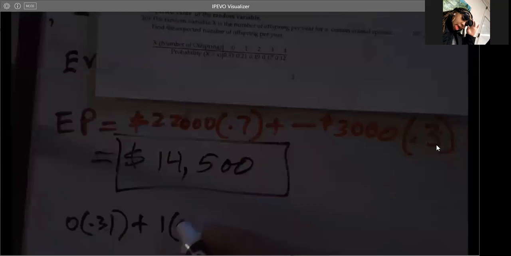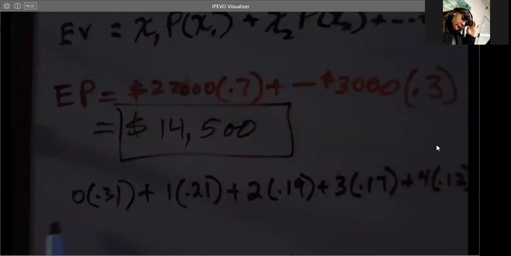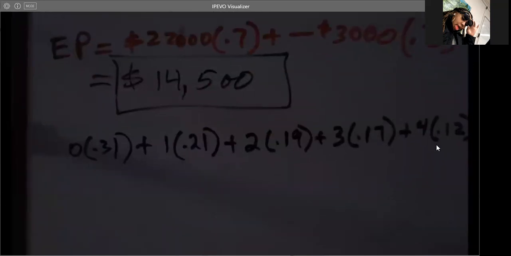So one offspring is 0.21, plus two offspring is 0.19, plus three offspring is 0.17, plus four. As you get further down, the probability gets smaller. Then you just calculate that out. Any questions? Your final answer is going to be 1.58.